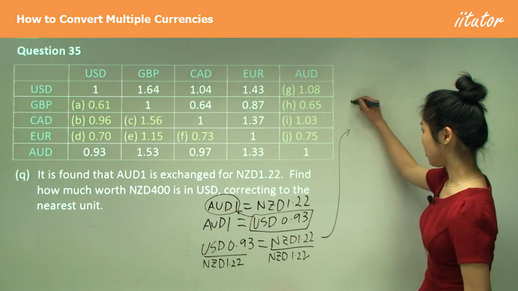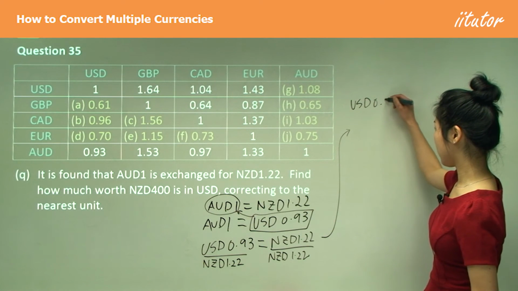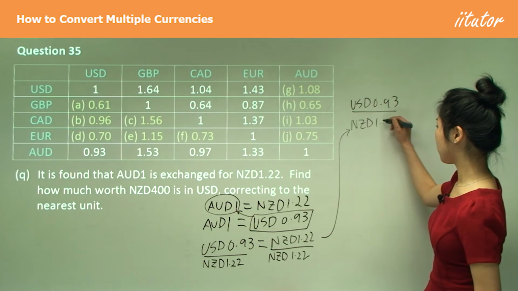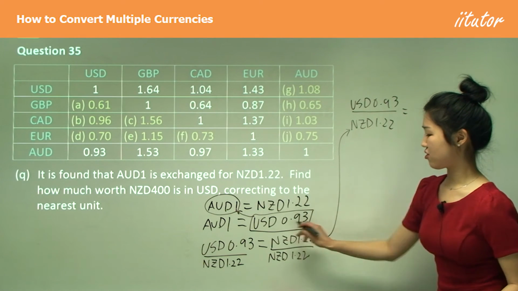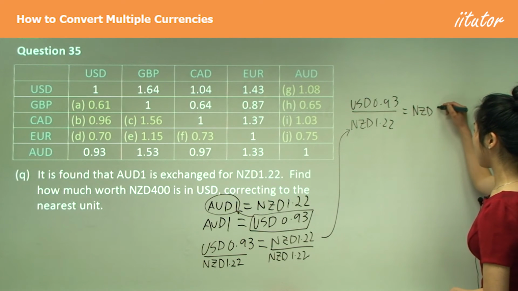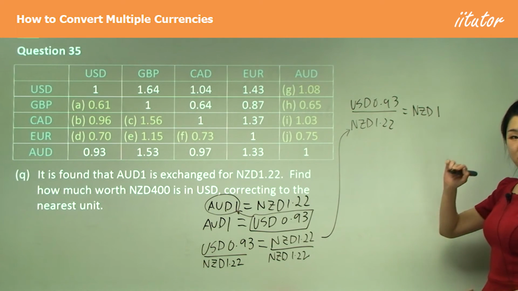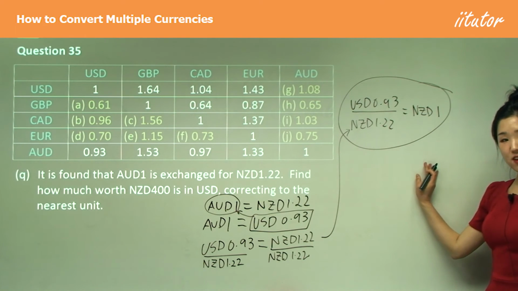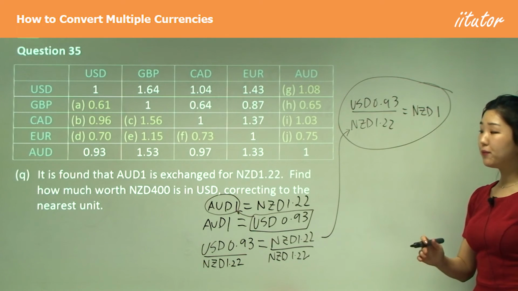That's just that. I'll just write it again. 0.93 over NZD 1.22. And this just cancels out, just becomes 1, right? So it's NZD 1. Can you make sense? This is the key part, guys. Can you see how I got that? Please understand this before we move on.